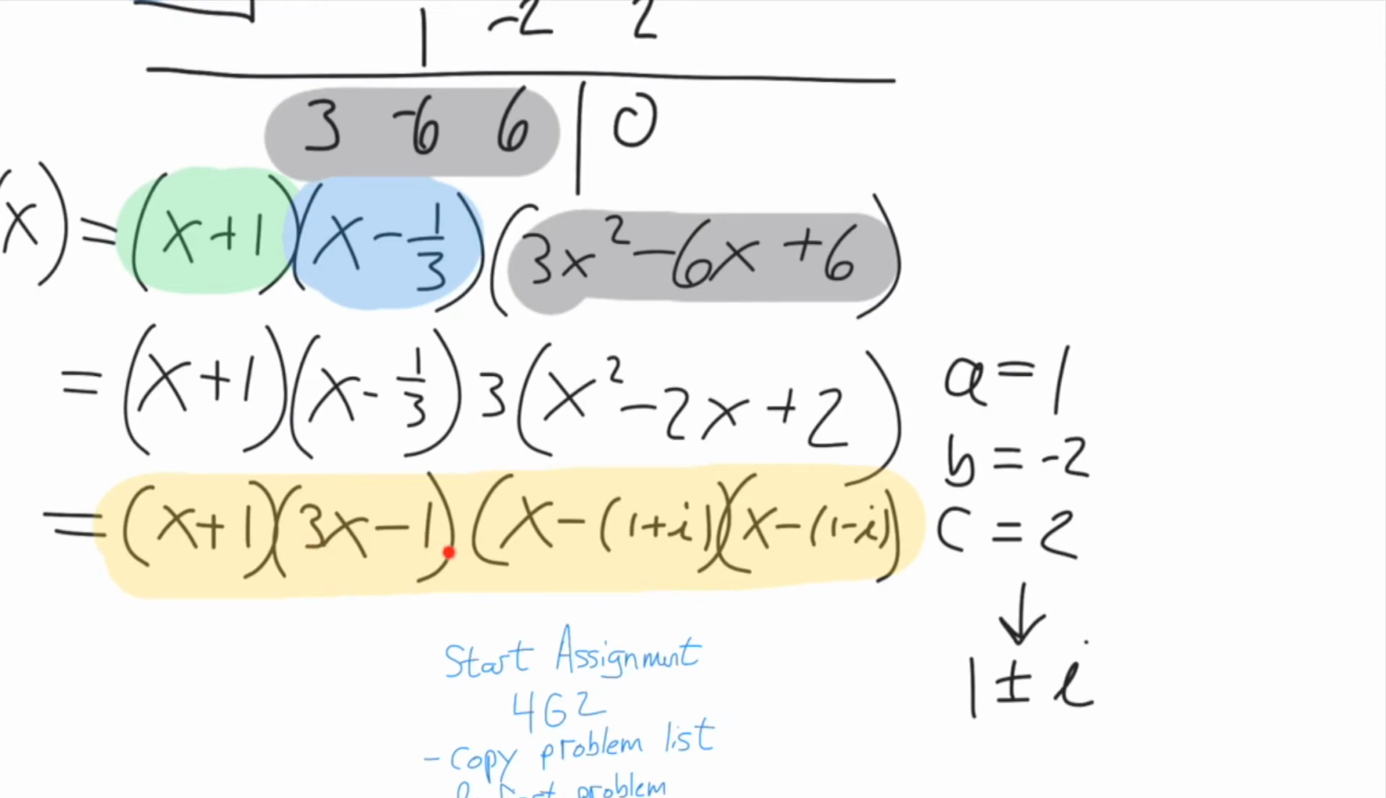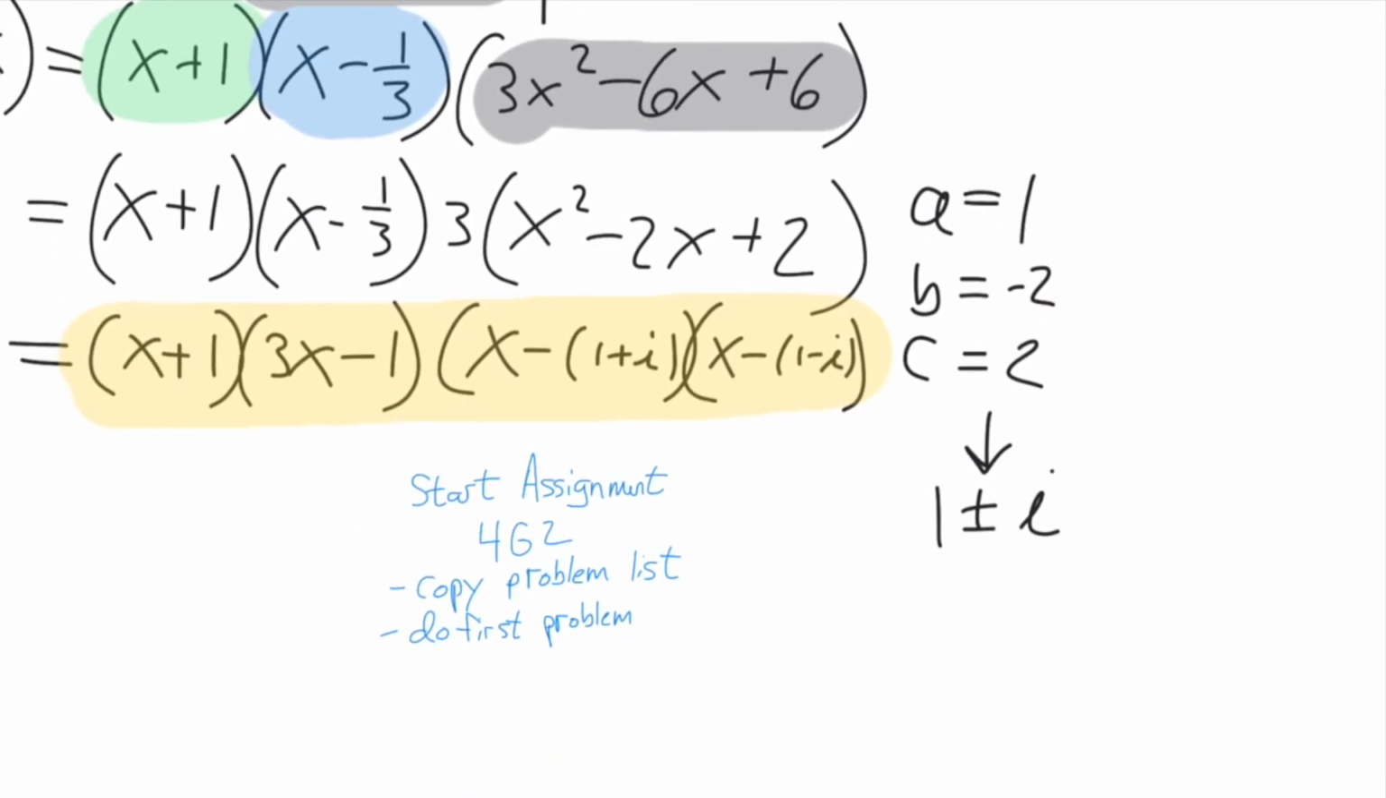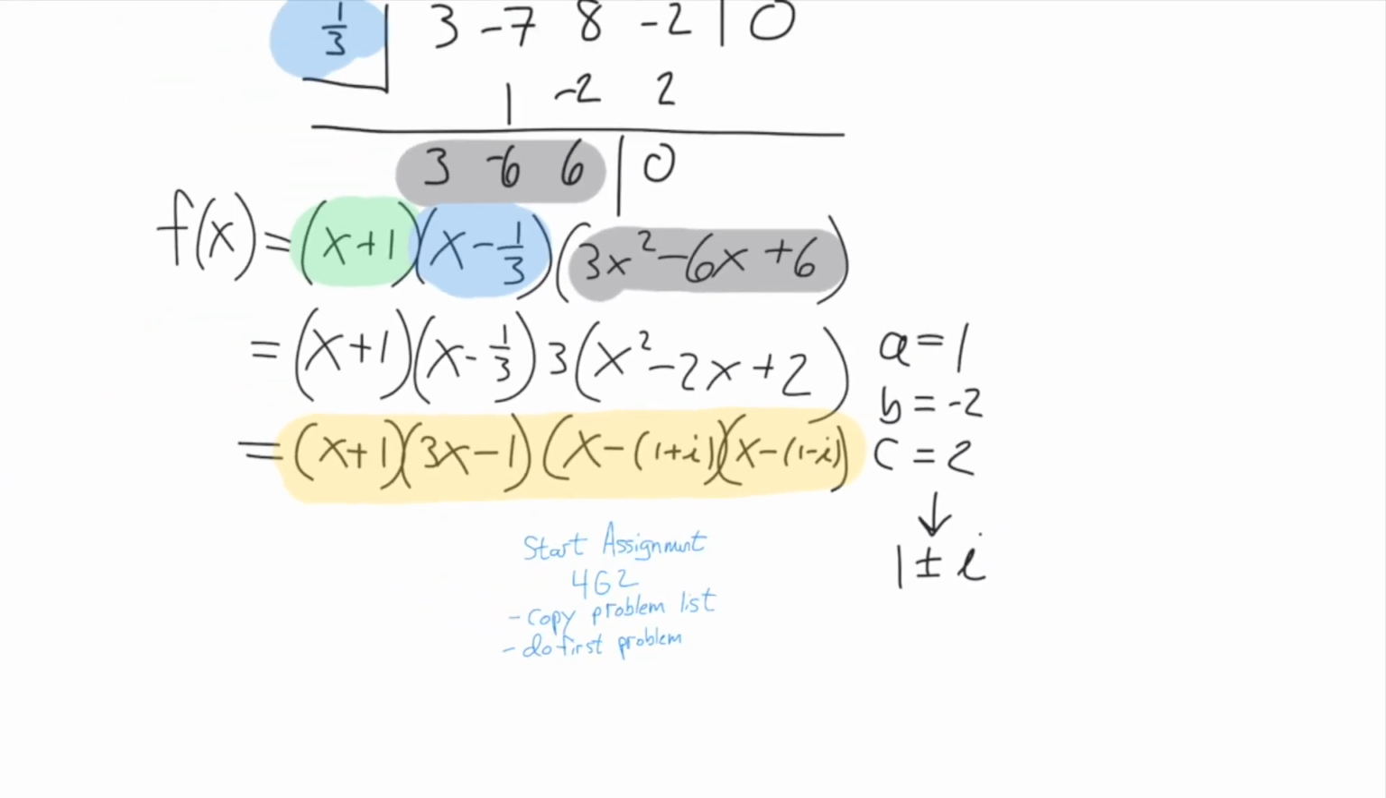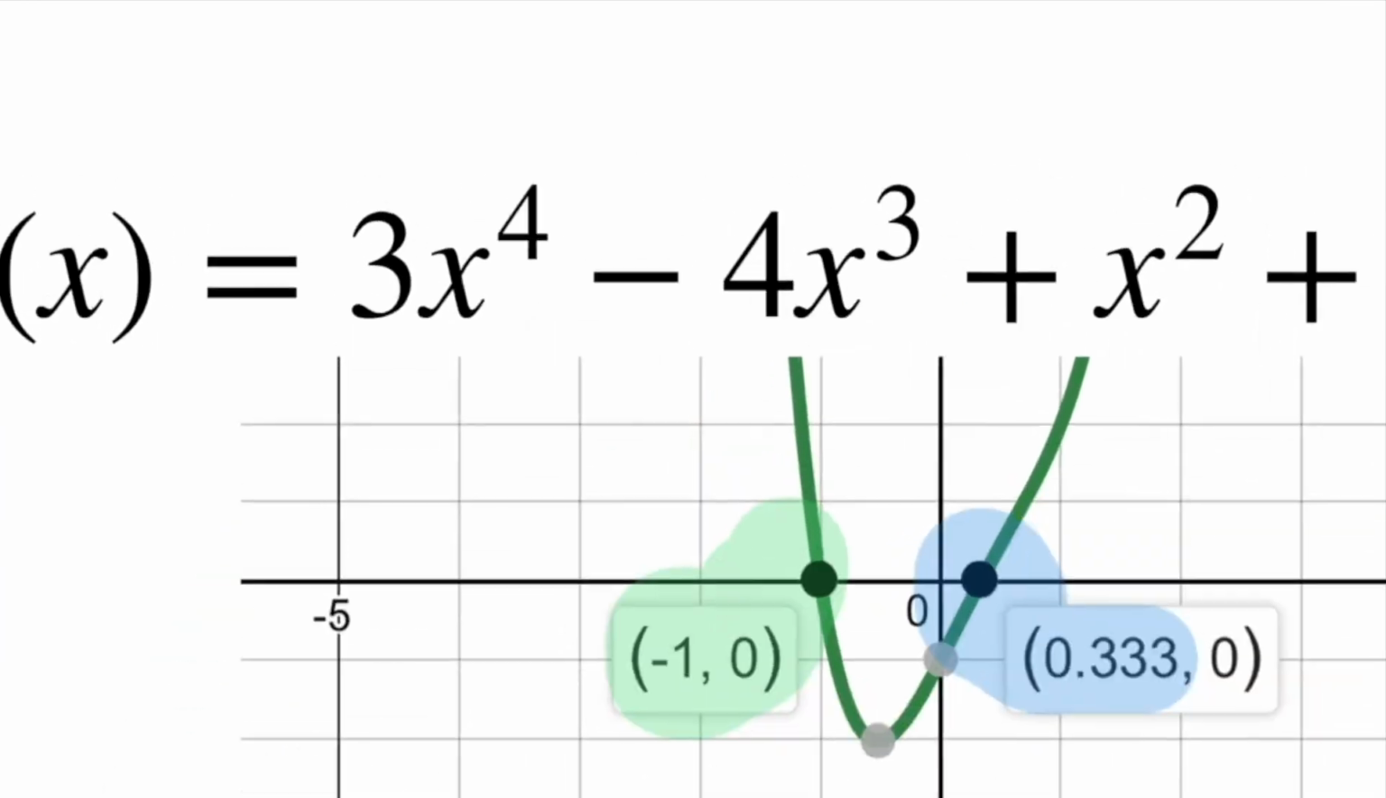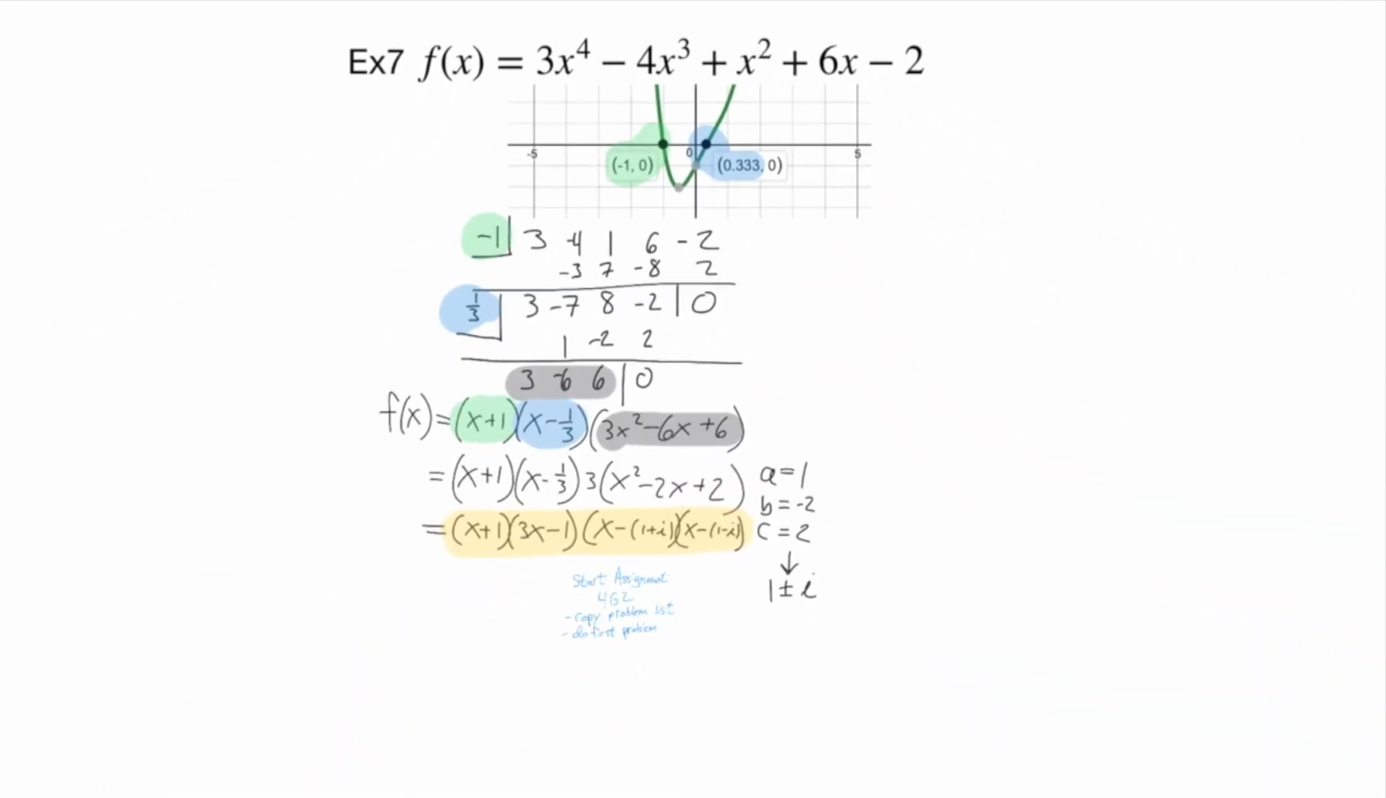And then we get 3x minus 1 here. Taking the values of a, b, and c, 1, negative 2, and 2, into the quadratic formula, we see that we get as answers 1 plus or minus i. So that's what I have here. x minus 1 plus i, and then x minus 1 minus i. And it's all completely factored. We've got 4 different factors, and that's to be expected because the degree was 4.